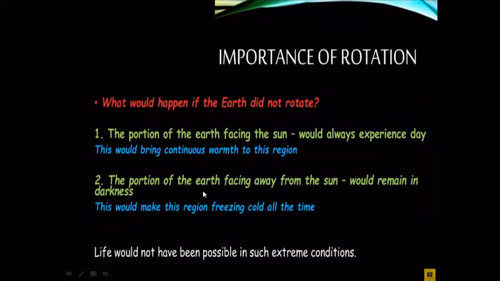The portion of Earth facing away from the sun, as we have said, will remain in darkness, means it will experience night only. And life would not have been possible in such extreme conditions. So if Earth stops rotating, this is what we will experience. Right now it is day, so we will always experience day only.